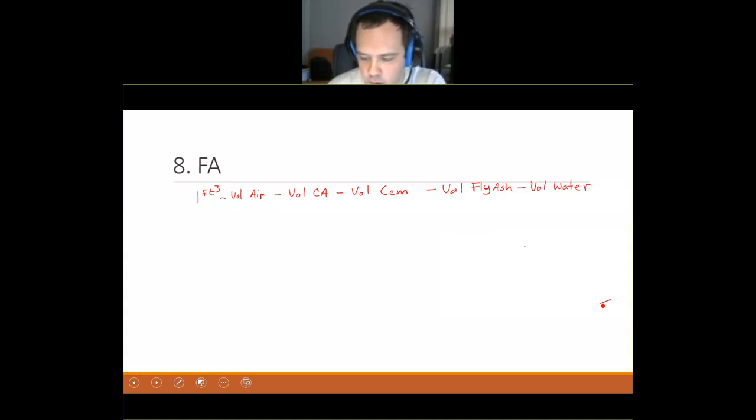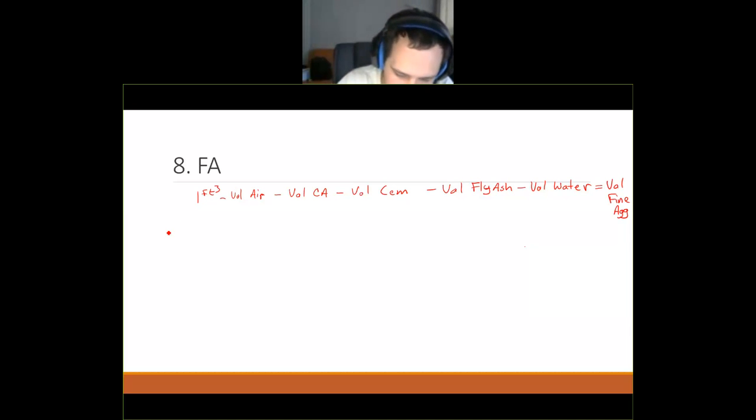Okay. And when I am done, I will be left with just the volume of my fine aggregate. So let's put some numbers to this. Okay, so I start with 1. 6% of that is going to be air, so 0.06. That one's pretty easy.